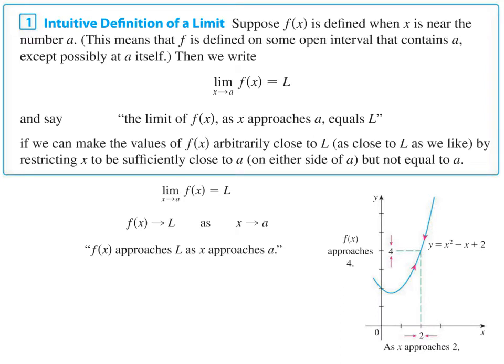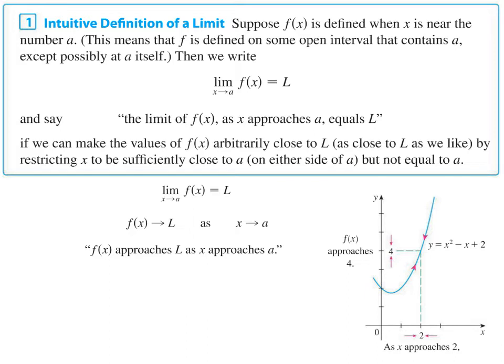So let me read the definition for you, and I'll kind of break it down. Suppose f of x is defined when x is near the number a. This means that f is defined on some open interval that contains a, except possibly a itself. And that last part's important. We'll get into that in a minute. Then we write the following.